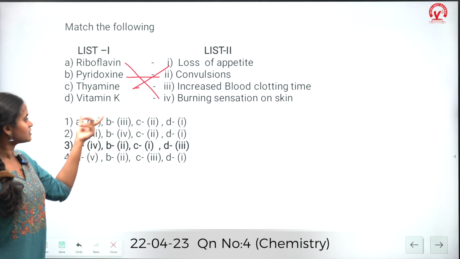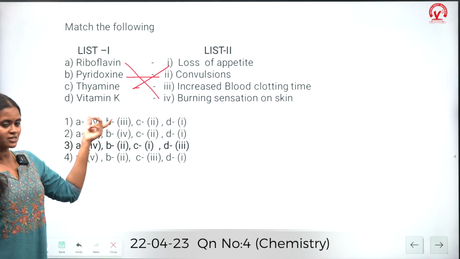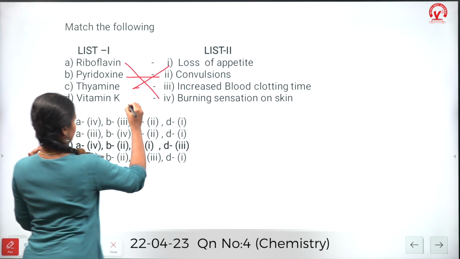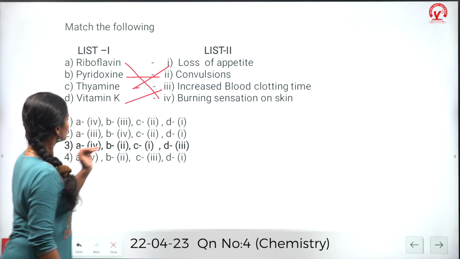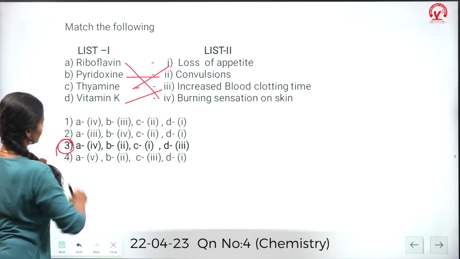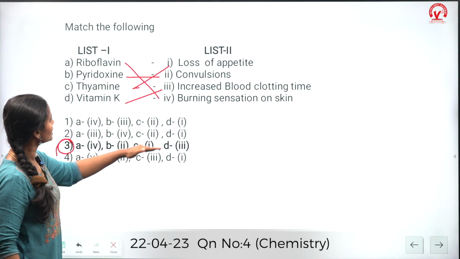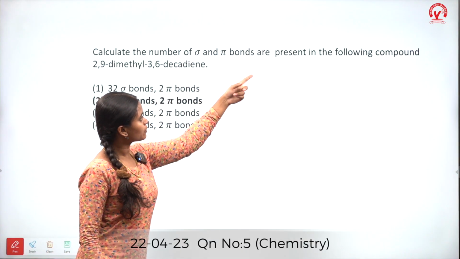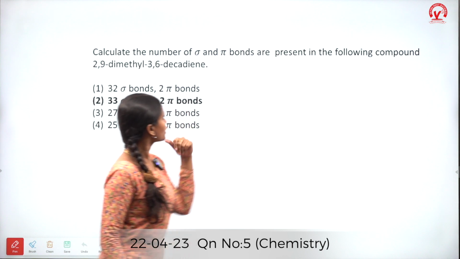Then the fourth one is vitamin K. The deficiency of vitamin K leads to increased blood clotting time. So the correct answer is option 3: 4, 2, 1, 3. Calculate the number of sigma and pi bonds present in the following compound.